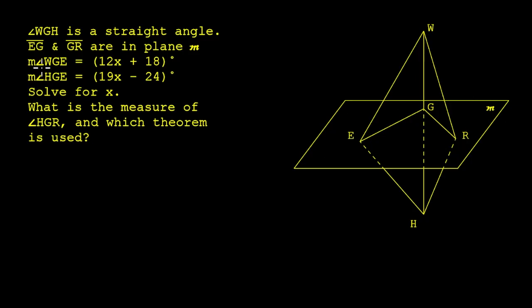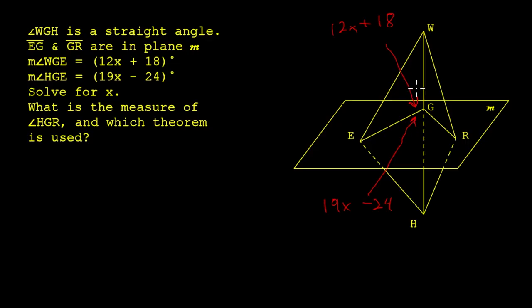Next, measure of angle WGE is 12x plus 18. So we're going to put this on the diagram over here, 12x plus 18. Then measure of angle HGE is 19x minus 24. HGE is 19x minus 24. Solve for x. The next question is, what equation are we going to make?